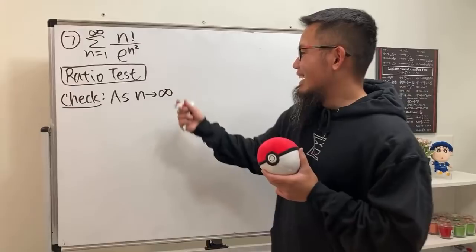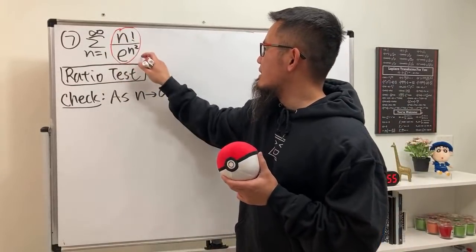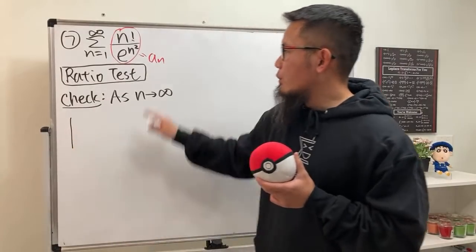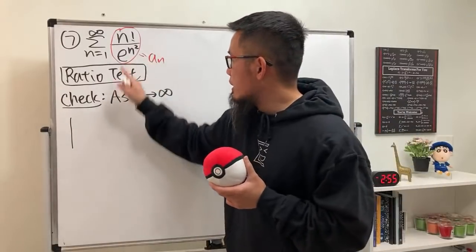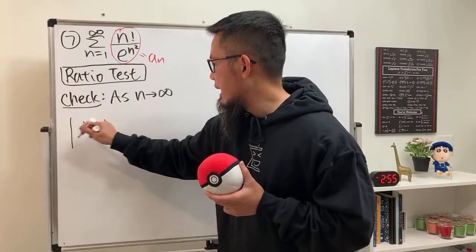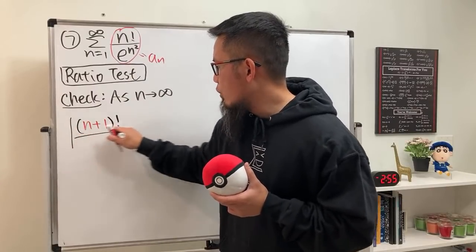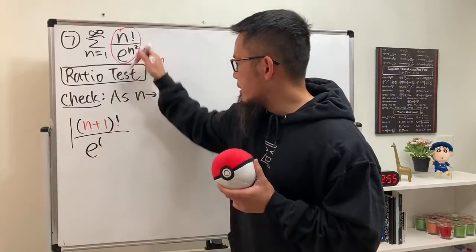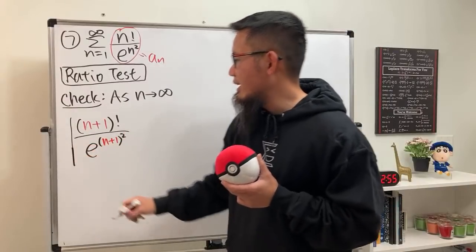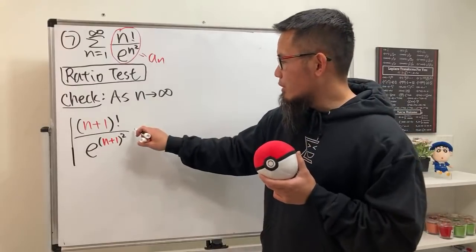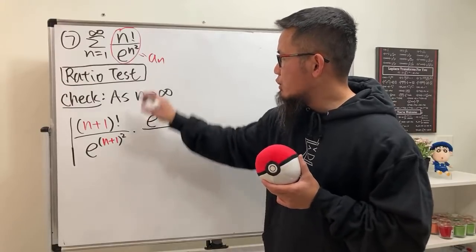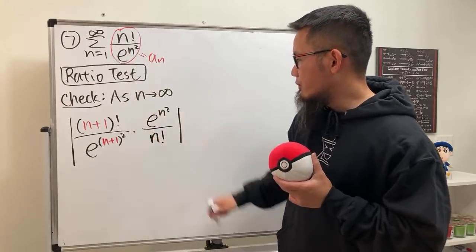Here is the a_n, and we are going to do the absolute value of a_(n+1) over a_n. So on the top here, it becomes (n plus 1) factorial over e to the (n plus 1), and then you raise that to the second power, like so, right? So that's a_(n+1). And we will multiply by the reciprocal of a_n, so we get e to the n squared over just n factorial. Pretty good so far.